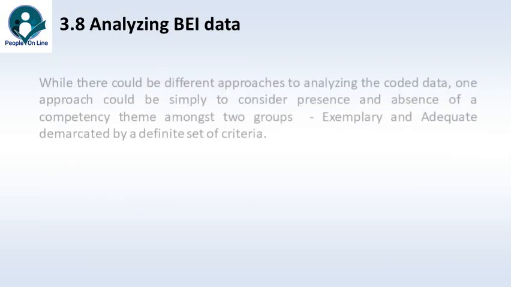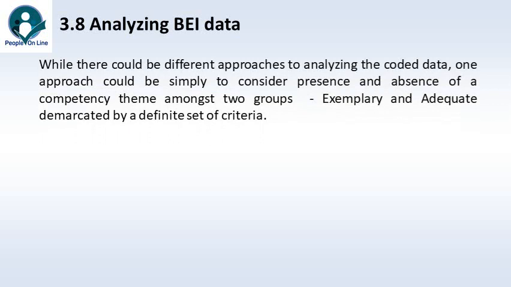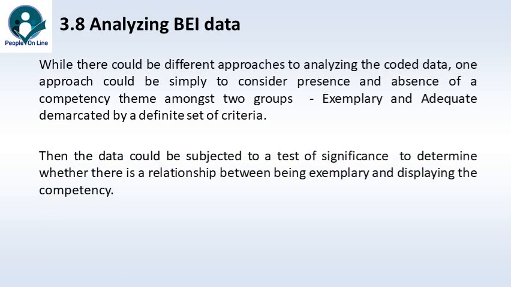Analyzing BEI data. Now that we have coded the data, we can proceed to analyze. While there could be different approaches to analyzing the coded data, one approach could be simply to consider presence and absence of a competency theme amongst two groups, exemplary and adequate, demarcated by a definite set of criteria. Then the data could be subjected to a test of significance to determine whether there is a relationship between being exemplary and displaying the competency.